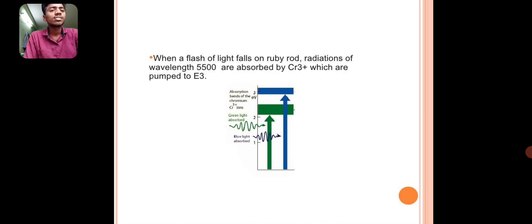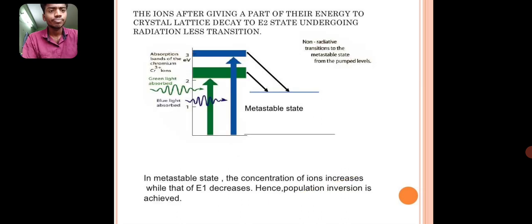When a flash light falls on the ruby rod, radiation of wavelength 5500 angstrom is absorbed by chromium 3+ ions, which are pumped to E3. You can see in the diagram the absorption bands of the chromium 3+ ions: green light absorbed, blue light absorbed. The ions, after giving a part of their energy to the crystal lattice, decay to the E2 state, undergoing a radiationless transition. Energy level 3 goes to the metastable state.